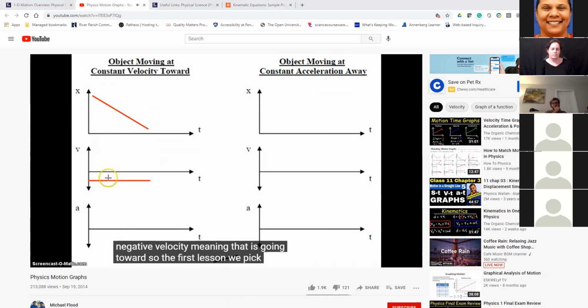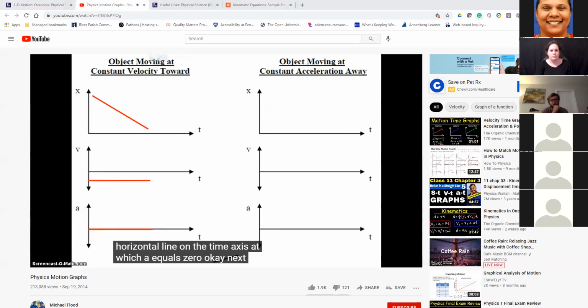So the first lesson we pick up here on VT graphs is that when your line is above the time axis for a VT graph, that means the object is moving away from the point of origin. And when the line is below the time axis, the object is moving toward the point of origin. Huge point for you to remember there. Our object is still not accelerating, so its A value is zero. So again, we have a horizontal line on the time axis at which A equals zero.